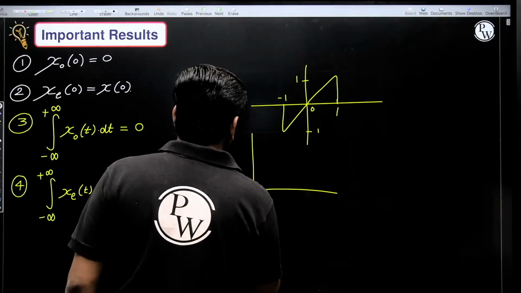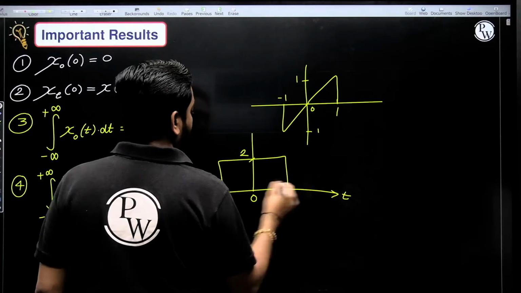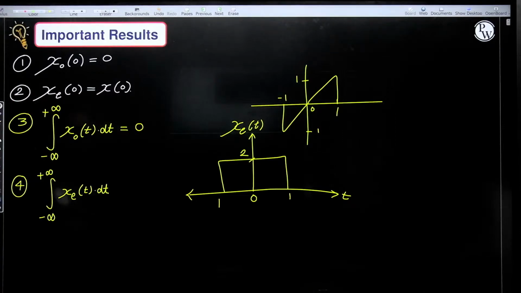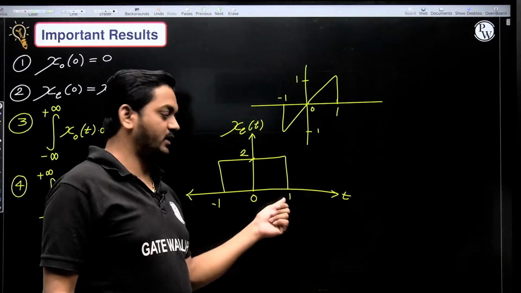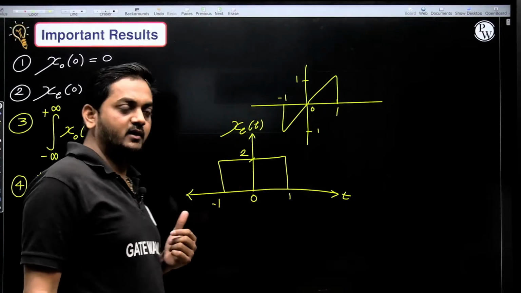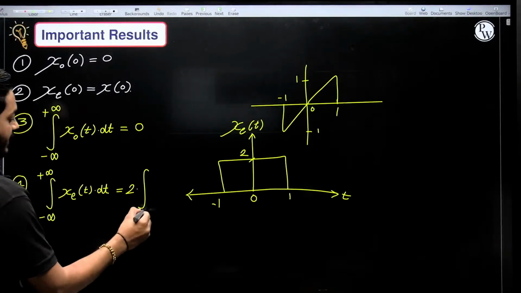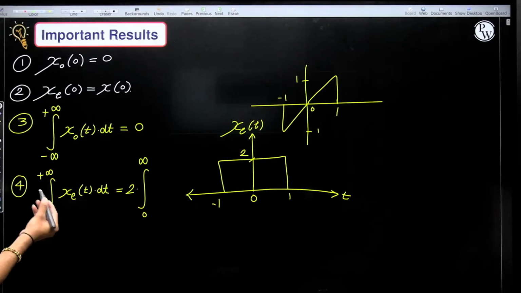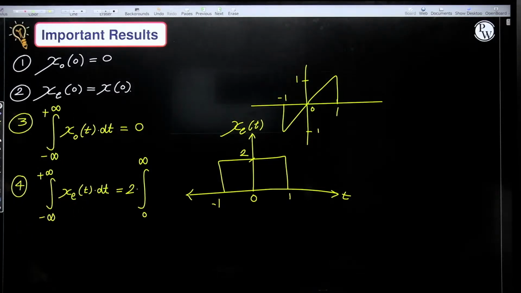Suppose an even signal. If you want to calculate the area of this signal, what can you do? Total area from minus infinity to infinity. If you find the area from 0 to infinity and make it double, then you will get the total area. So you can write it as 2 times the area from 0 to infinity, because the area from minus infinity to 0 is equal to the area from 0 to infinity. Simply find the area for the half limit and double it to get the total area.